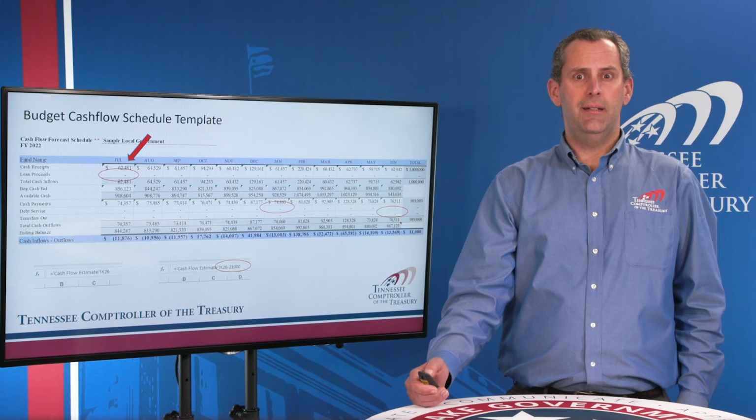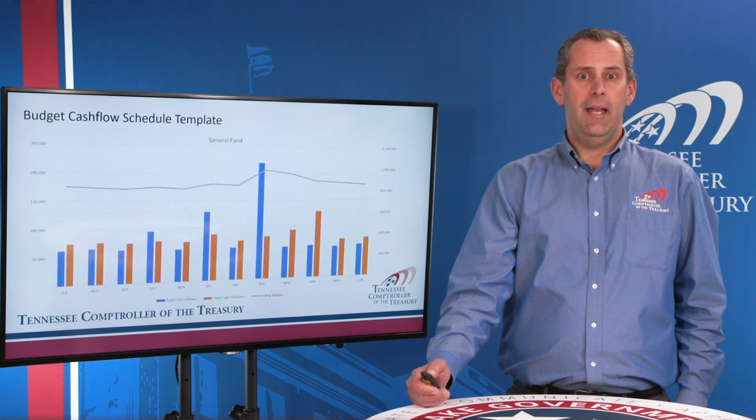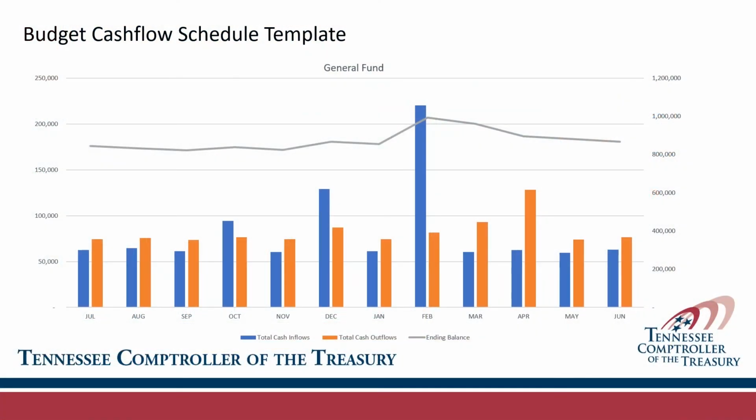When you are done adding the non-revenue items to the cash flow, it's complete. And so is the new chart. At the bottom of the cash flow schedule is a chart that will automatically populate after your data is entered. This chart provides a picture of how your government's cash inflows and outflows look across the months of the fiscal year. You can print only the chart by clicking on the chart to highlight it and clicking Print.